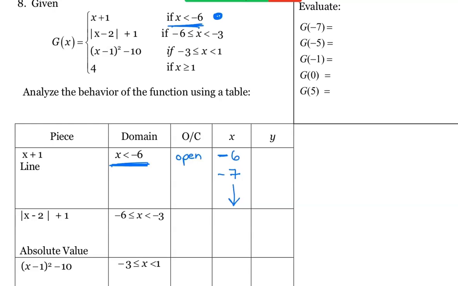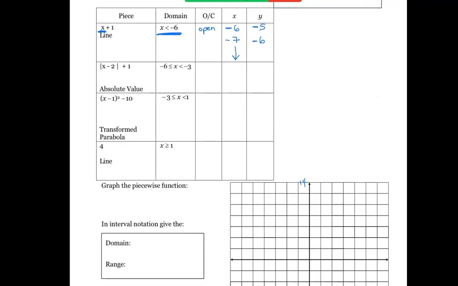Okay, let's plug in the -6 into this x. That's -6 plus 1 gives me a -5 for my y value. Then plug in the -7 right here. -7 plus 1 gives me a -6. Okay, we're going to go ahead and we're going to graph that. So here's the coordinate pair.